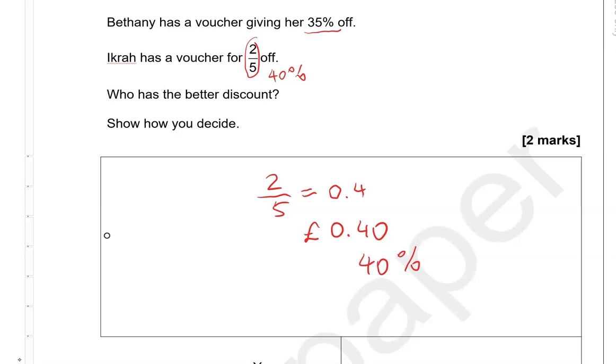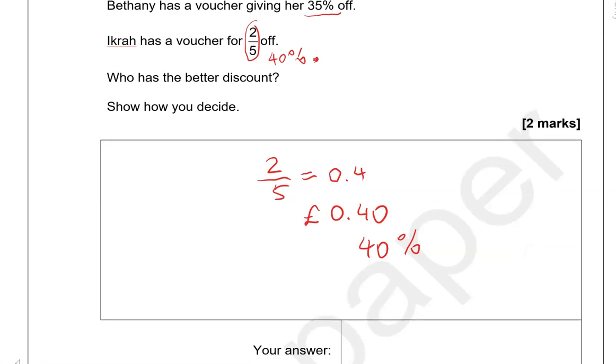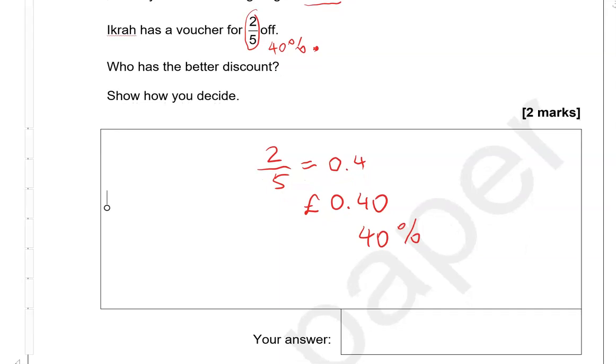So which one is the better value one? This is the better discount. So Ikra has a better discount.